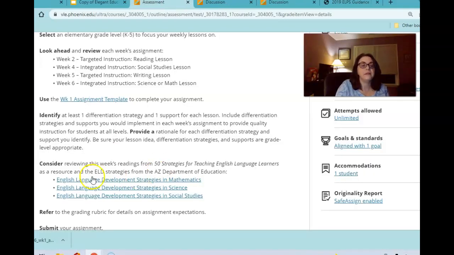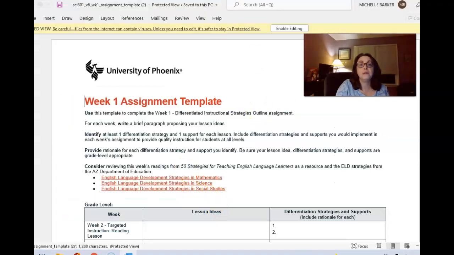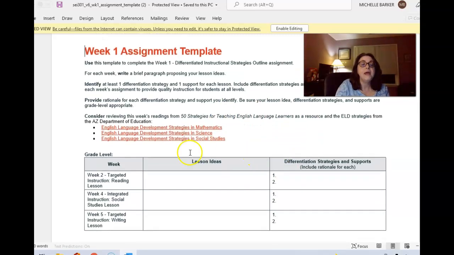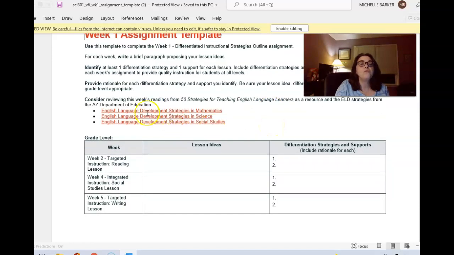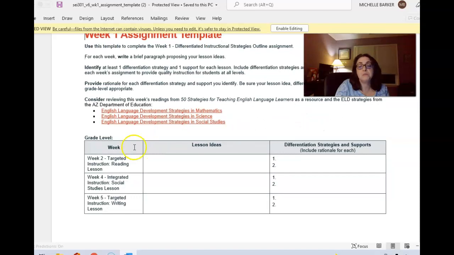Let me open this again. The template is very straightforward. A lot of these assignments for this course have templates. Anyhow, there's this 50 strategies for teaching English language learners. This is going to be a resource that you're going to use throughout. And they even give you the links here for the different domains. These are from the Arizona Department of Education, but they're applicable for any state, really.